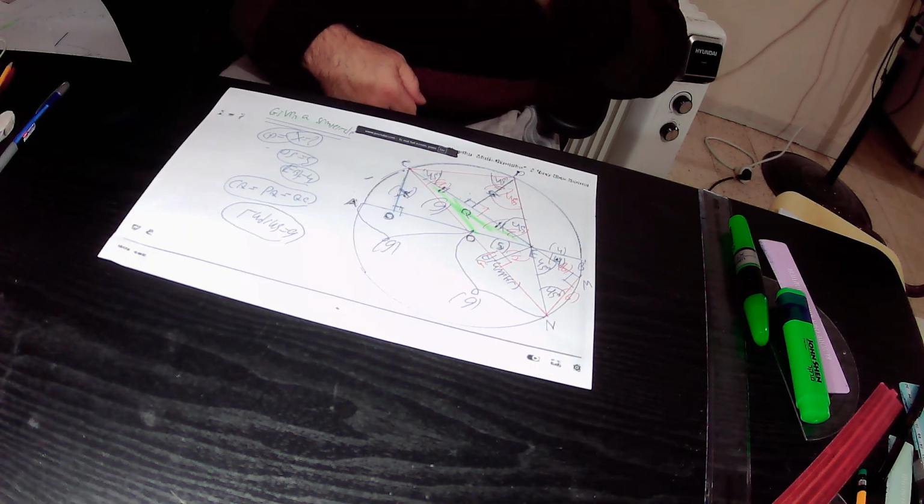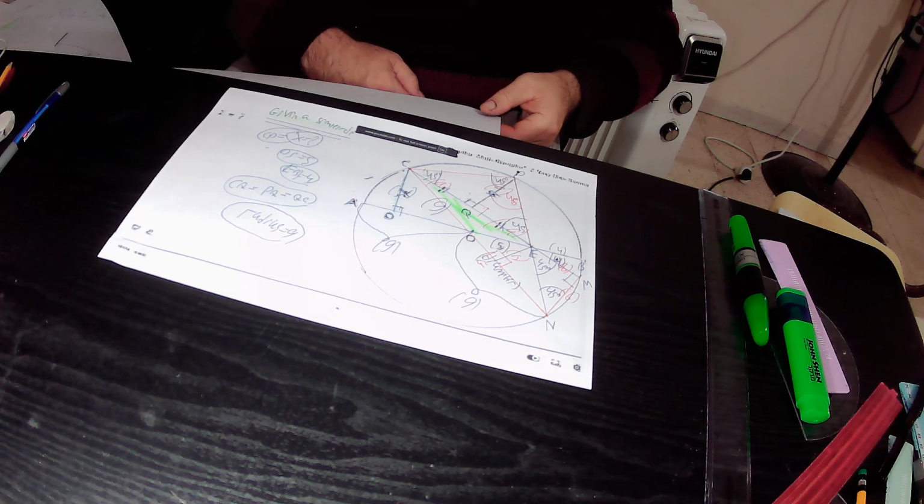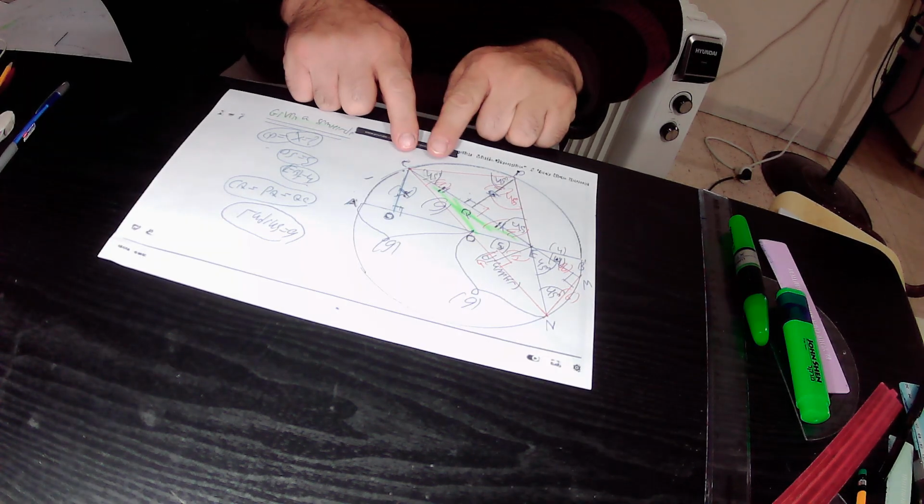In the next step, we calculated the area of this green triangle COE.